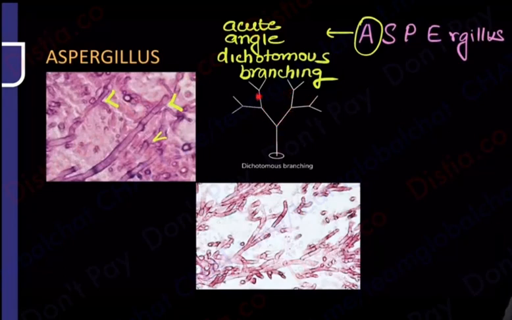From 2, there are again 4. From 4, there are 8. From 8, there will be 16. This concept is known as dichotomous branching. 1 to 2, 2 to 4, 4 to 8, double, double, double. That is how we go. So number 1, A for acute angle, dichotomous branching.